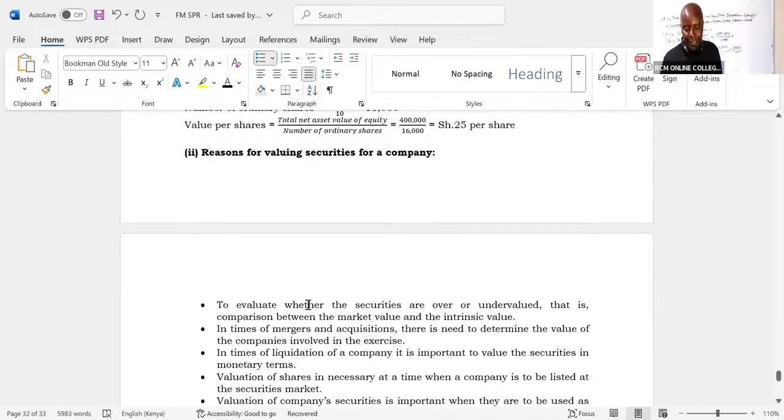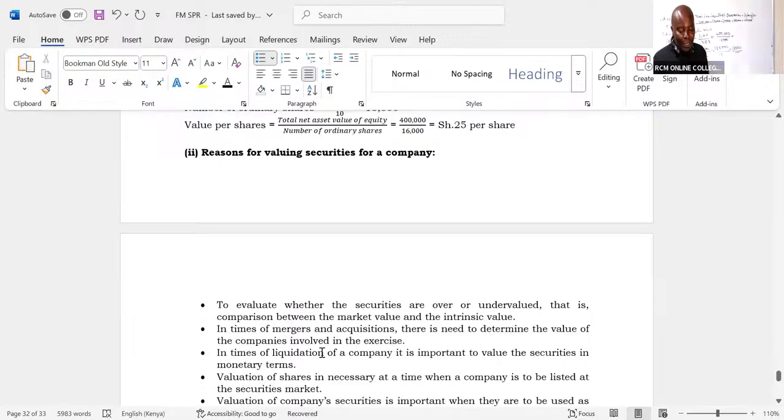In this case, reasons for valuing securities of a company: to evaluate whether the securities are over or undervalued. That is a comparison between market value and intrinsic value. I'll be able to come back to that later. In terms of mergers and acquisitions, there is need to determine the value of the companies involved in the exercise.